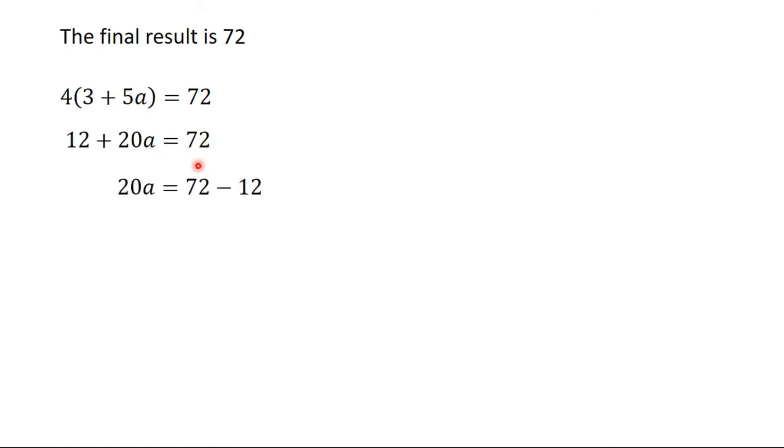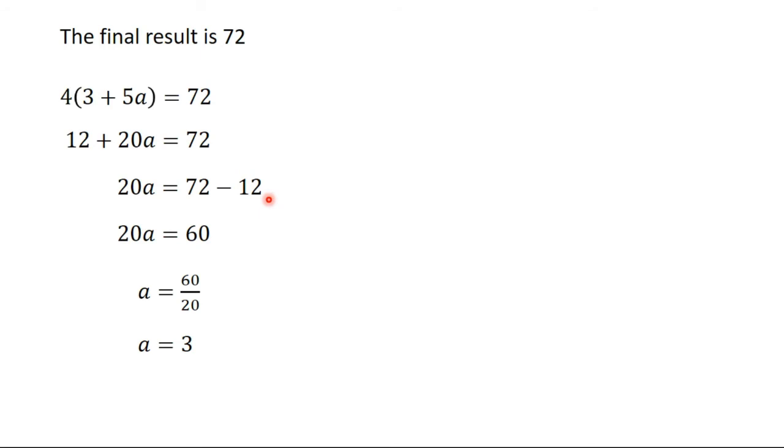So you group the like terms, you are getting 20A is equal to 72 minus 12. 20A is equal to 60. You divide both sides by 20, and A will give us 3. So here the number is 3. So you test and see if this satisfies the equation, if this satisfies the statement.